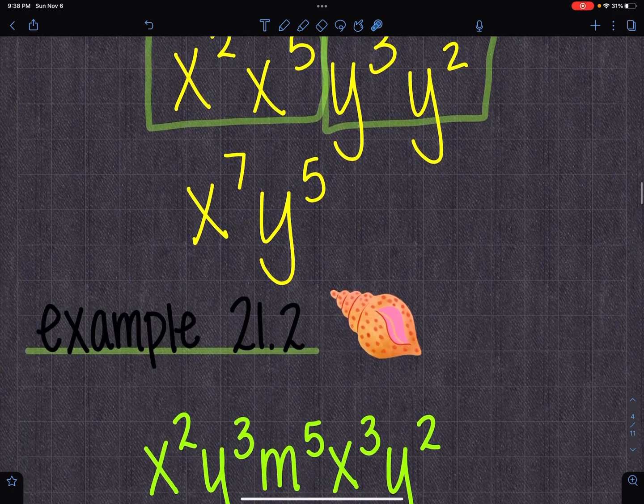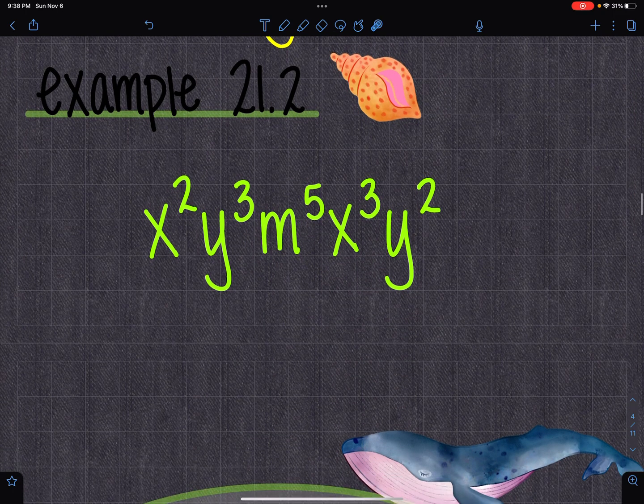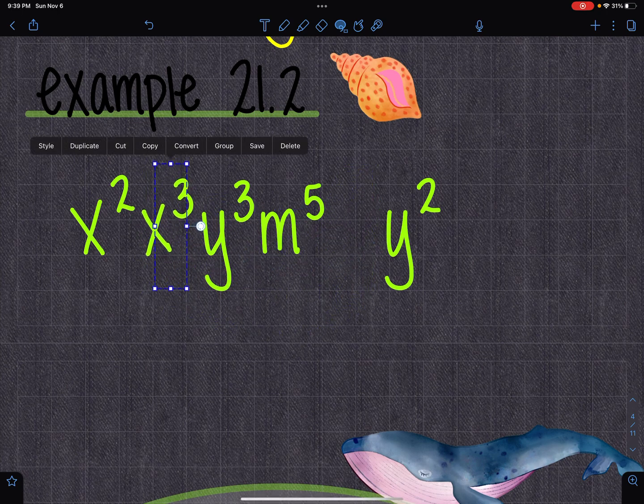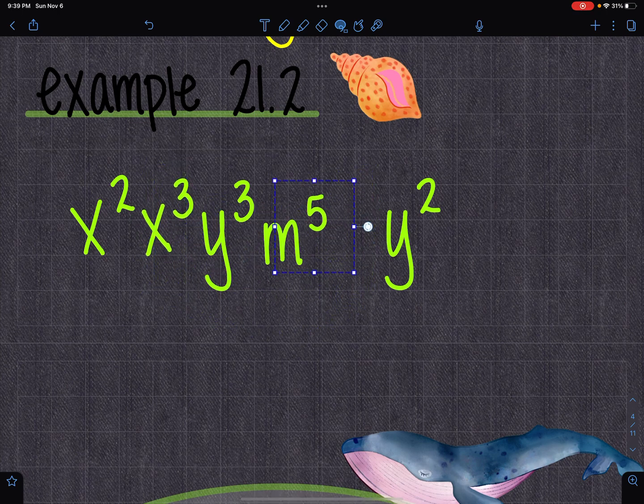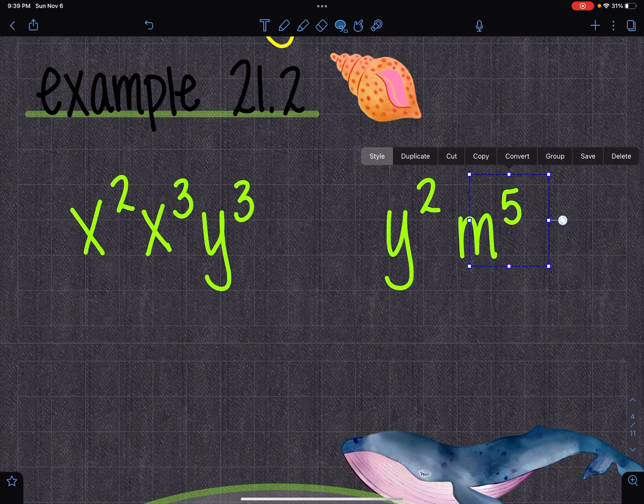All right, let's do another example. This is example 21.2. They want us to simplify this complicated looking expression. So maybe this time I'll rearrange the factors first just to show you a different way of doing it, okay? So I'm going to take the whole x squared and put it right there. And then if there are other x's, I'm going to pull those out and put all the x's together. Then I'm going to move this m to the end.